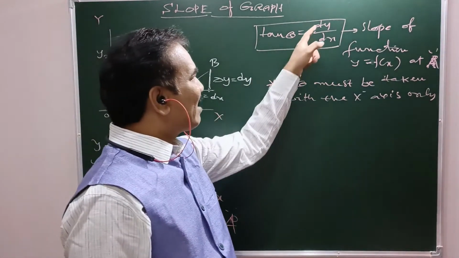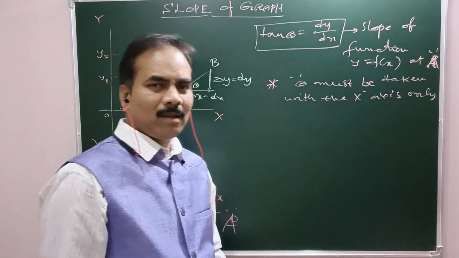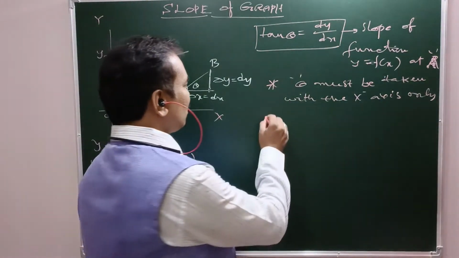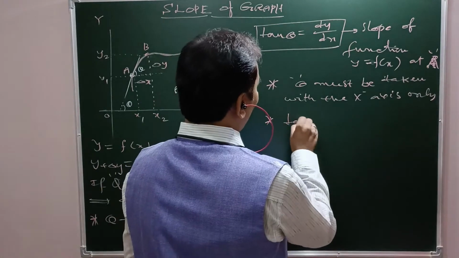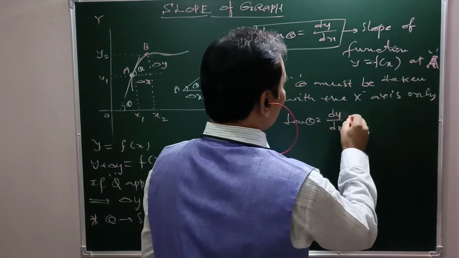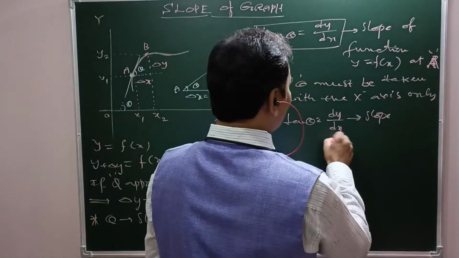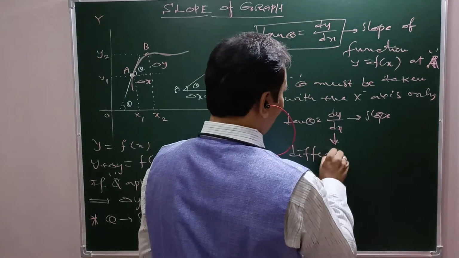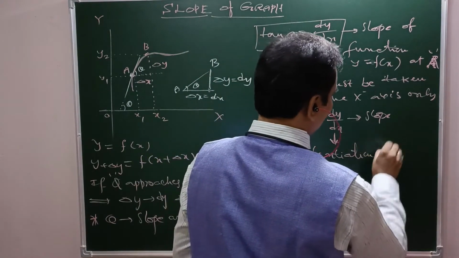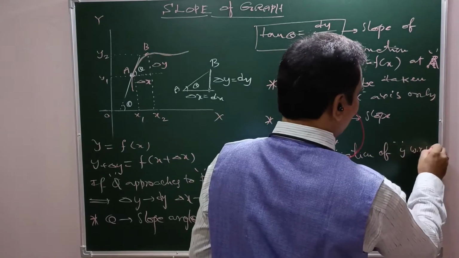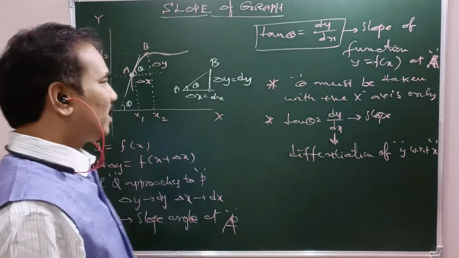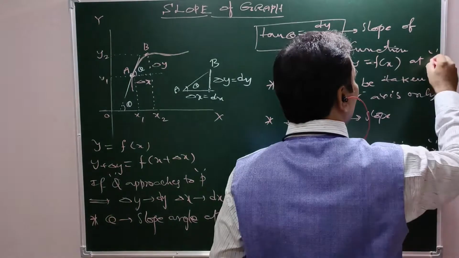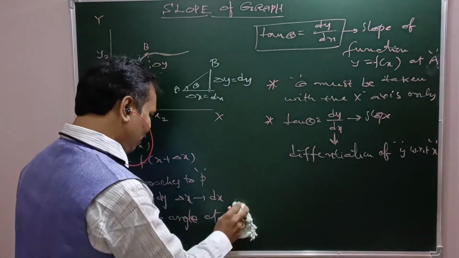Of course, here tan theta equal to dy by dx is known as the slope of the function. In other words, dy by dx is also known as the differentiation of y with respect to x. So tan theta equal to dy by dx is known as the slope, also known as the differentiation of y with respect to x. Okay. So here it is point A from the graph.